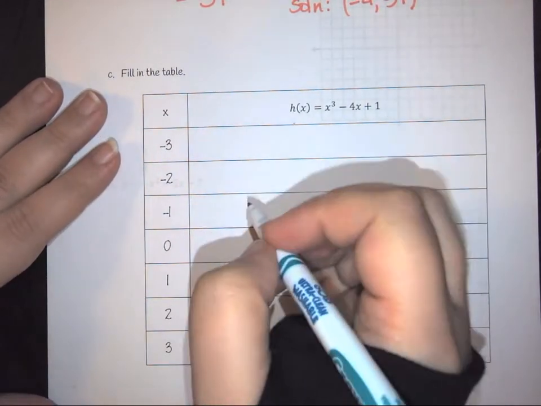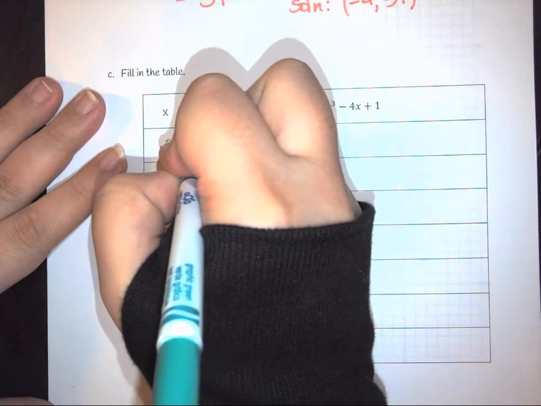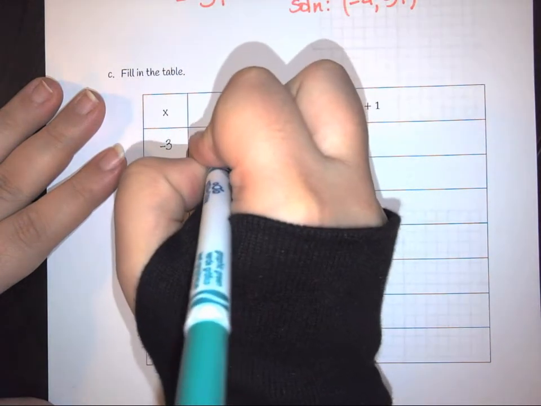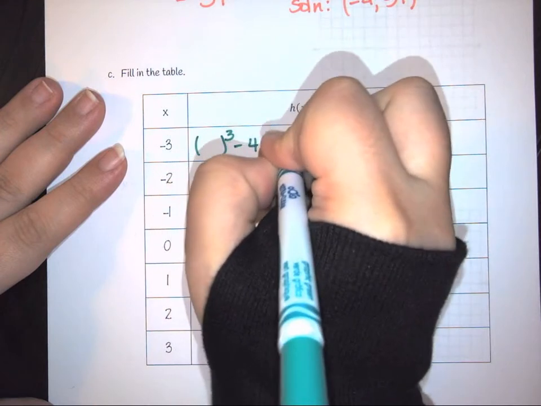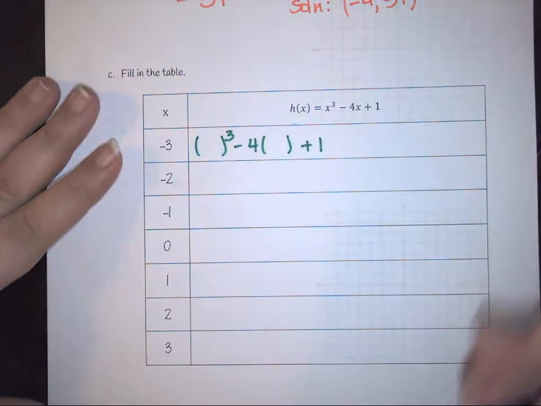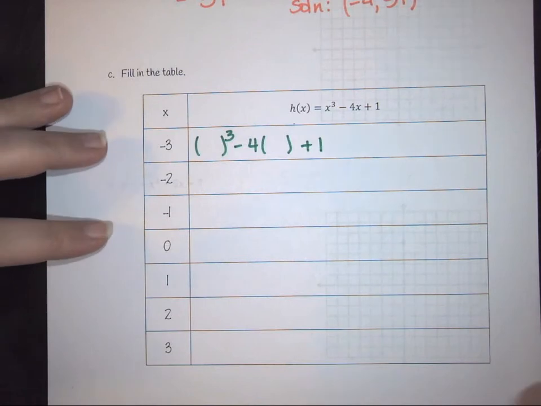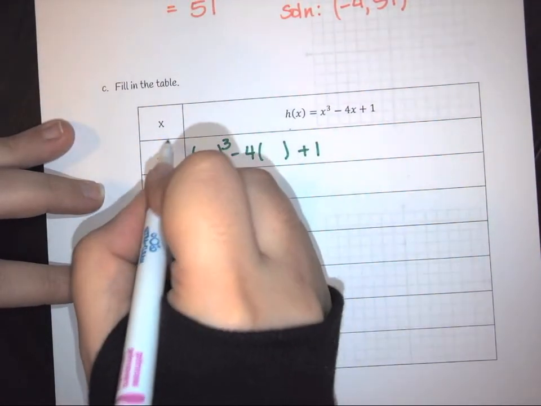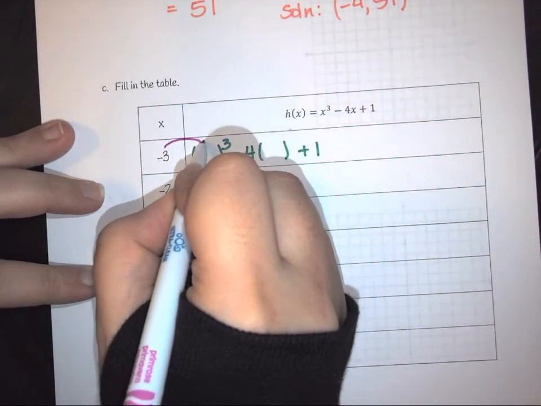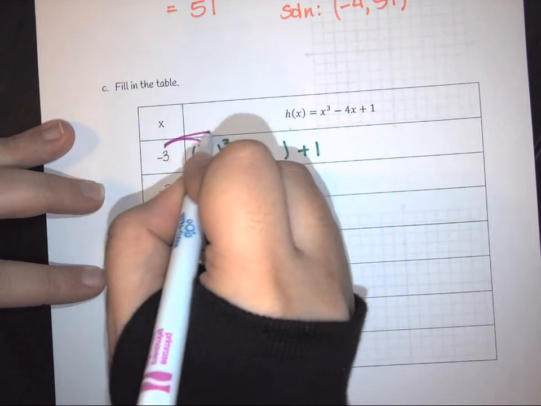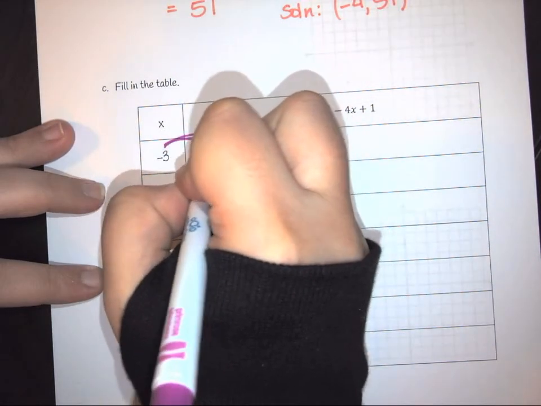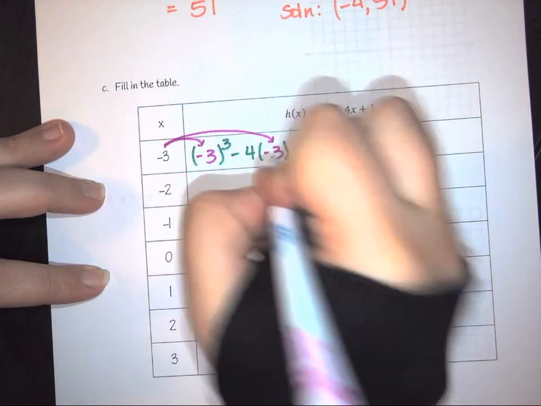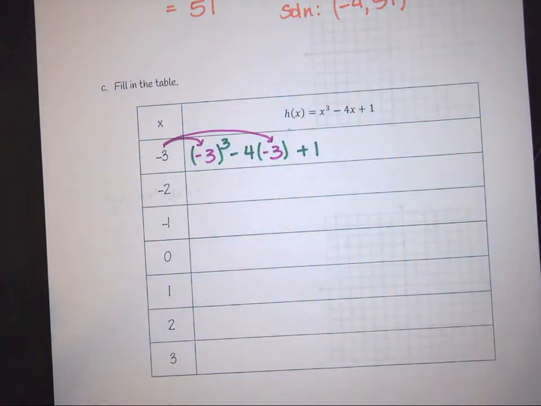So here we have something cubed minus 4 times my something plus 1. Well, my something in this case is the negative 3. So this negative 3 has to go into the first part, and it has to go into the second part. So this is my negative 3 here and negative 3 here. And now you just simply need to simplify.